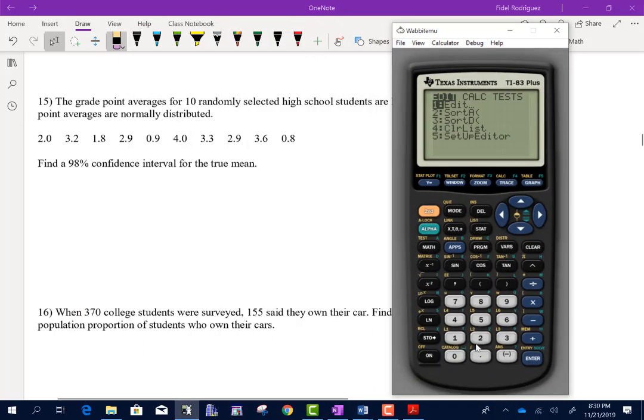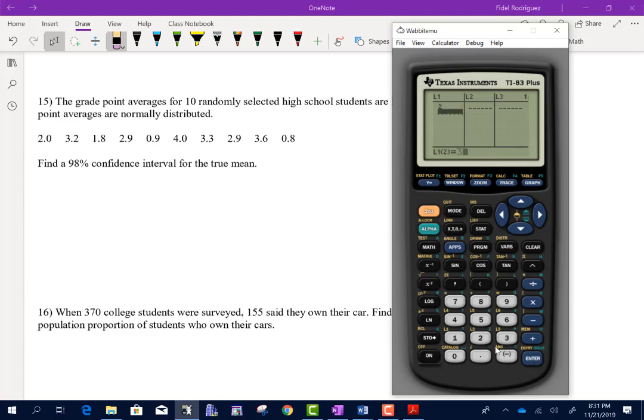So the first thing I'm going to do is go to number 1, edit. Remember, if your list is not clear, clear your list. If you forgot how to clear a list, go up to where it says L1, hit clear, hit enter, and your list should be clear. Guys, all I'm going to do is enter my numbers in. You agree the first number is 2?